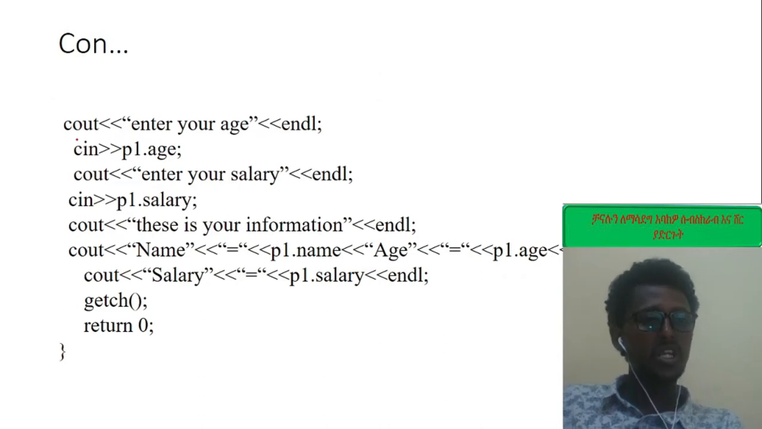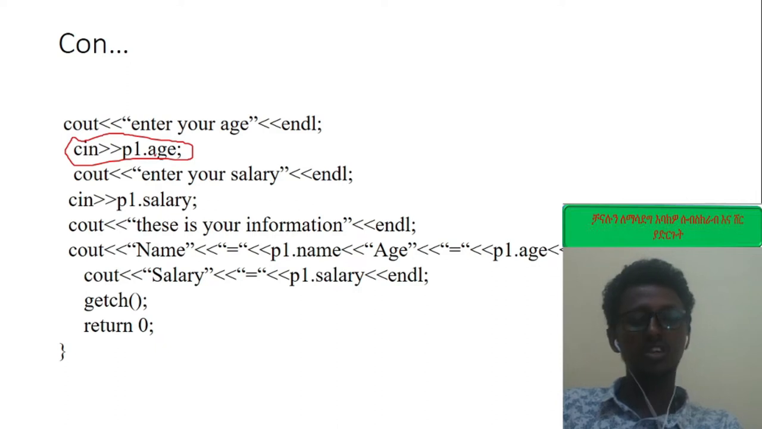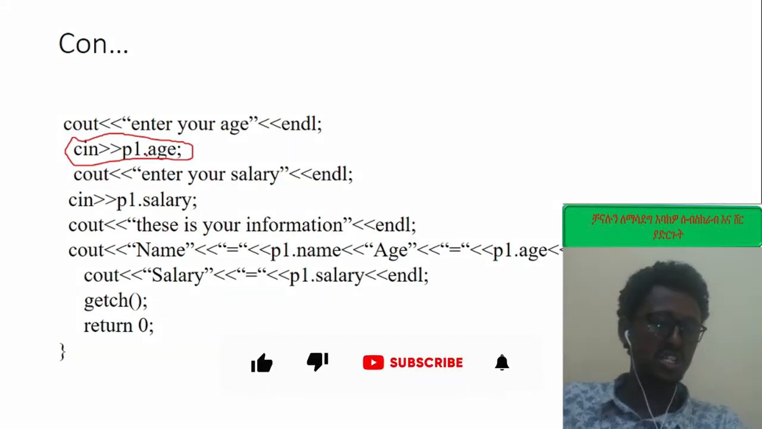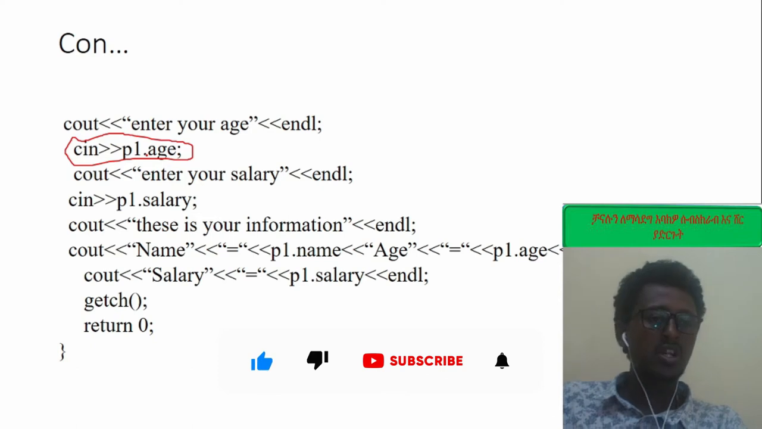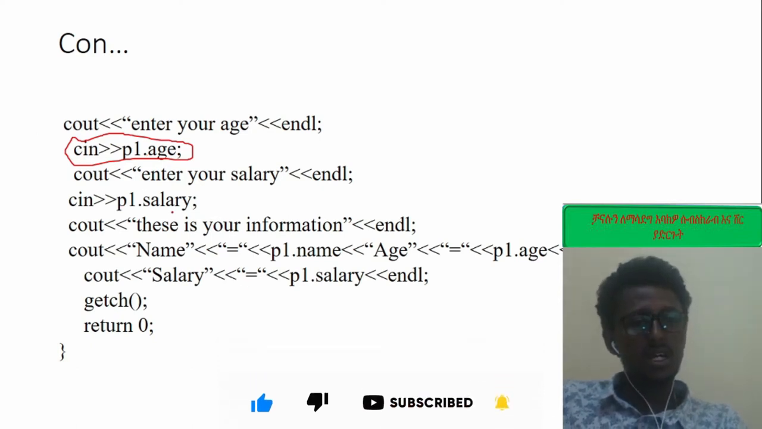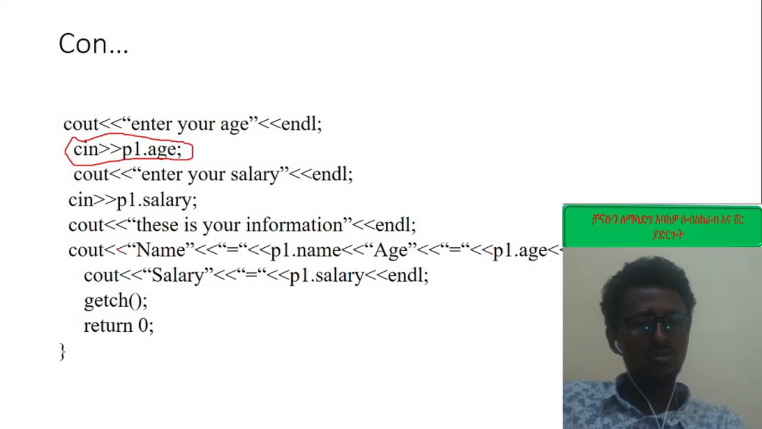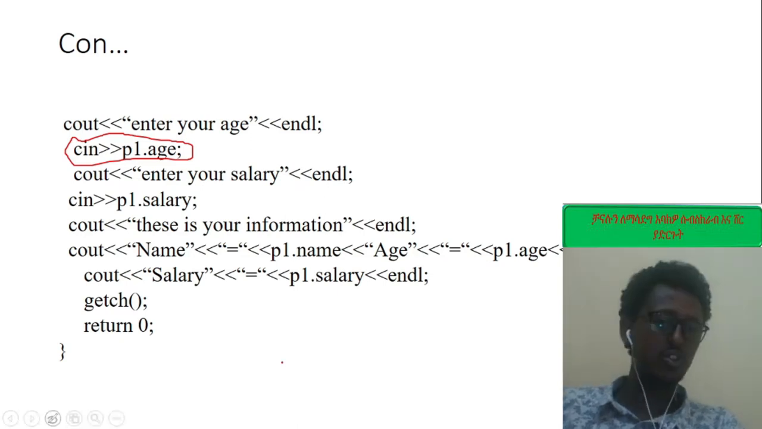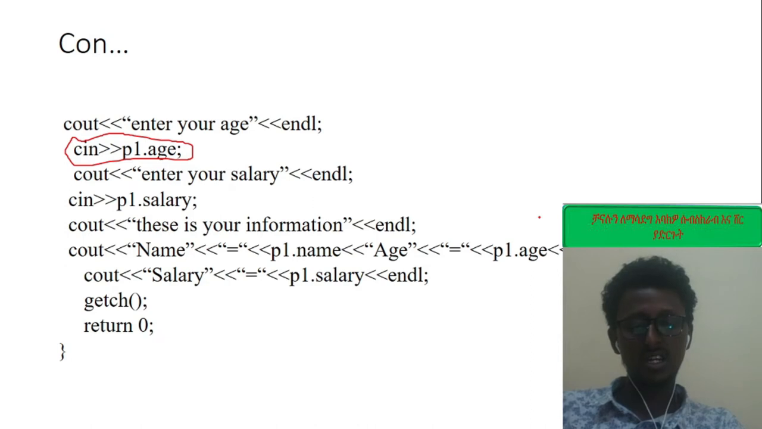For an integer like age, we can simply use cin >> p1.age, because it is a simple single variable, so it is enough to use cin, and likewise p1.salary and the like. And when we want to display p1.name, p1.age and the like, we can display the information of this person struct type.